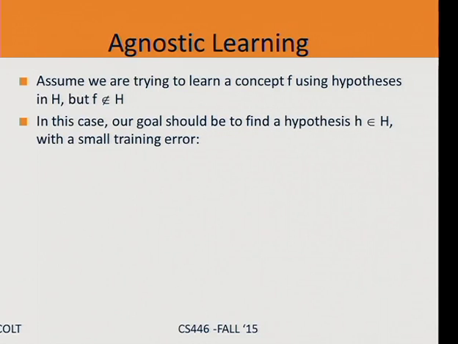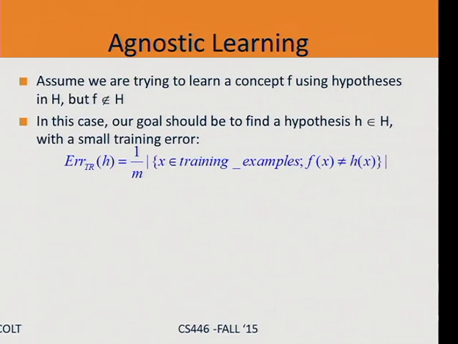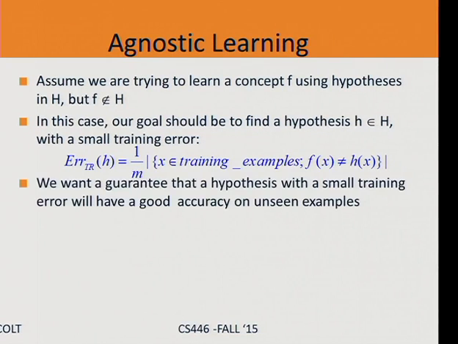So in this case, our goal should be to find the best possible hypothesis, the one that minimizes the training error. So this is my training error, right? 1 over m, the number of mistakes I made. And I still want to get some guarantee, even though I did not manage to get 0 error on my training sample. I want to have some guarantee that in the future I'm going to be okay. So what kind of guarantee can we get? What would you like to get?